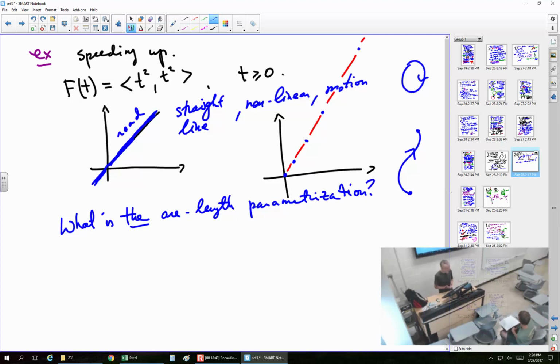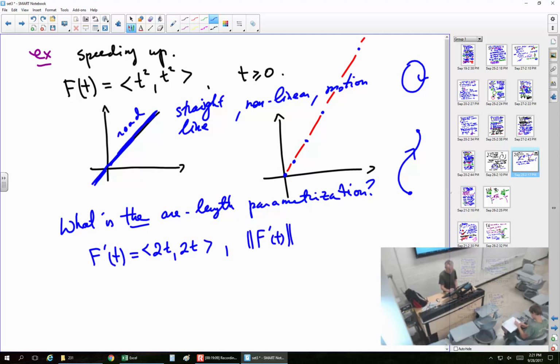Well, this time, let's work it out. F prime of t is equal to 2t, and the magnitude of the velocity, or the speed, is 2 square root of t.